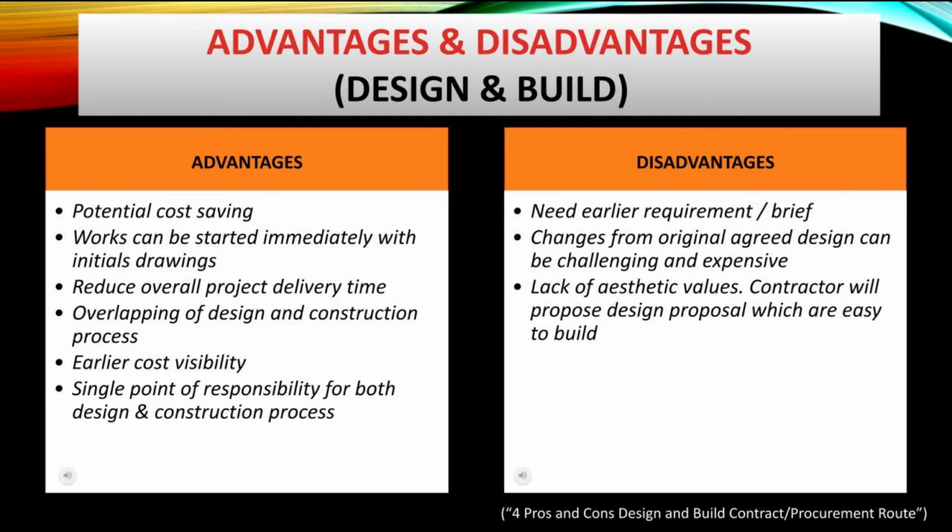However, the disadvantages of design and build procurement are the need to have an early requirement or project brief. Any changes from the original agreed design can be very challenging and expensive. There is also lack of aesthetic value, as the contractor has the potential to propose designs which are easy to build.